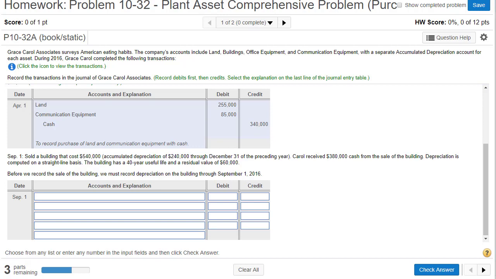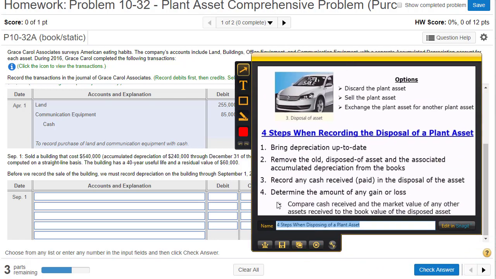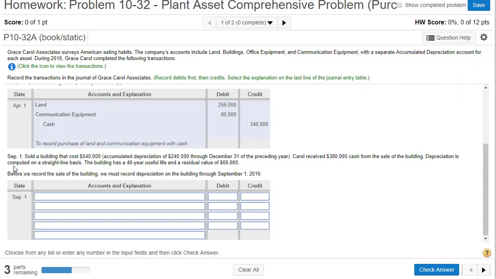So we are disposing of a plant asset, which happens to be a building. Now remember, when we are disposing of a plant asset, there are 4 steps right here. And the first one that we always have to do very first is bring depreciation up to date. So let's double check to see if depreciation is up to date as of September 1. So this accumulated depreciation is through December 31st of the preceding year. So we have to update depreciation from January 1st to September 1.